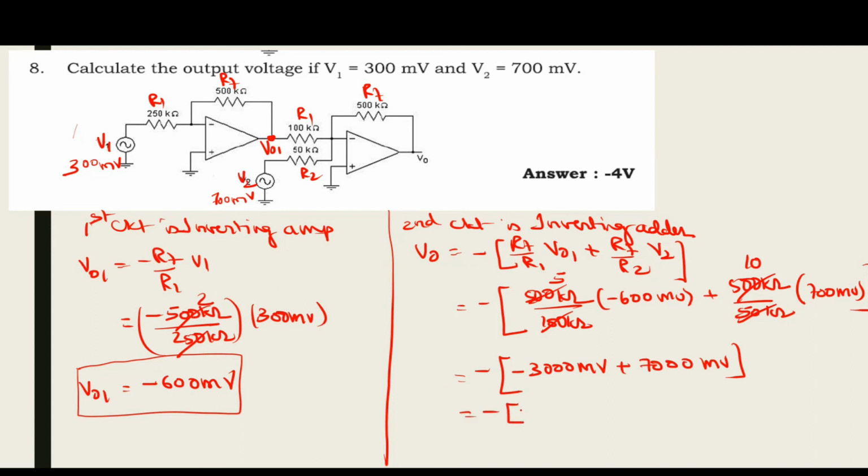Now can I write this as minus 3 volt plus 7 volt? 3000 millivolt as 3 volt, 7000 millivolt as 7 volt. Can I write that? Yes. So plus 7 minus 3 will be plus 4. Plus into minus will be minus 4 volt. This is the answer. I hope you enjoyed solving op-amp problems. This is a very important section since a 5 mark problem will be asked in part D first main.